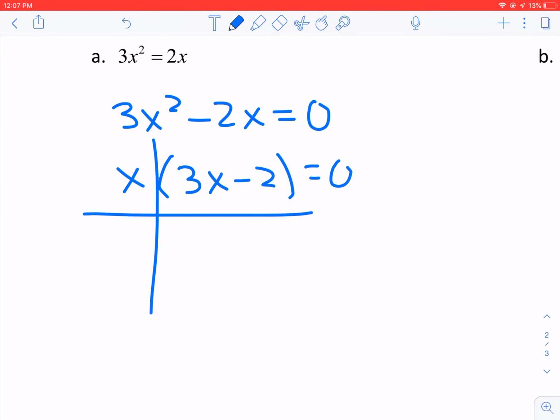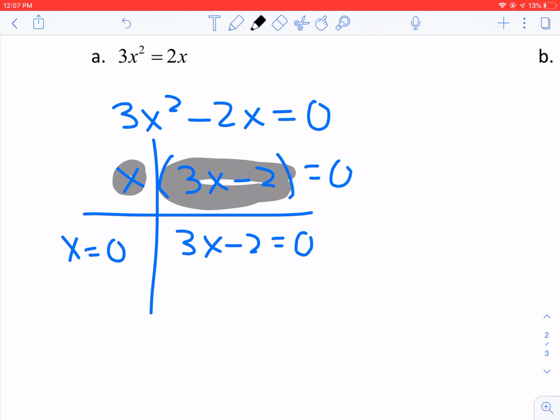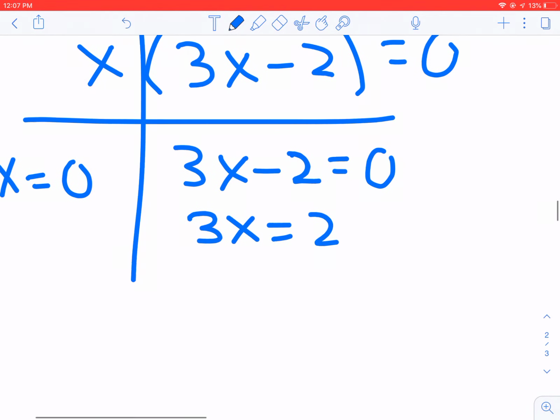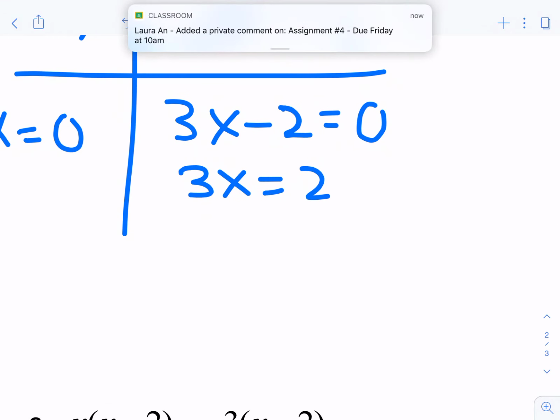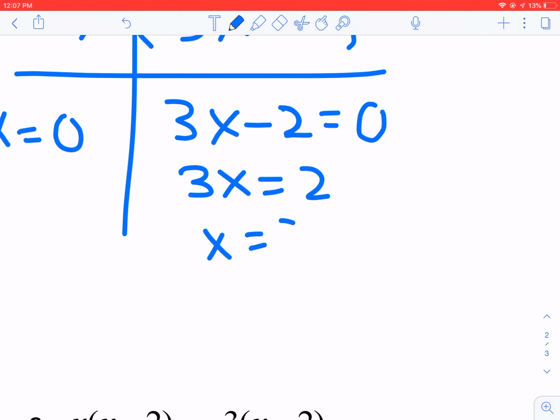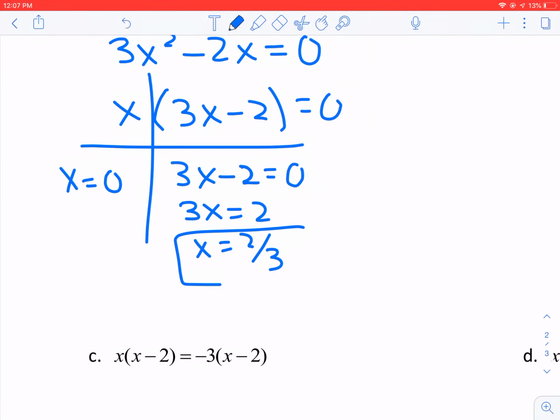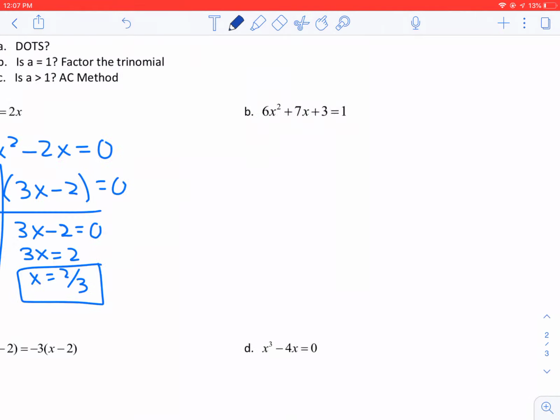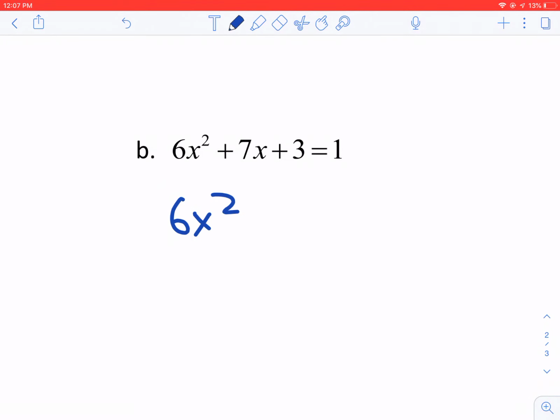We can use zero product property now. x is 0, or 3x minus 2 is 0, right? Because if you have something times something else equal to 0, then we can set either part equal to 0, and both of those will produce solutions. So solving this equation, 3x minus 2 equals 0, 3x equals 2, and x equals 2/3. All right, so I'm just going to go semi-quickly do the rest. This one, again, set it equal to 0. Let's subtract 1 on both sides. Look for a GCF. No GCF.